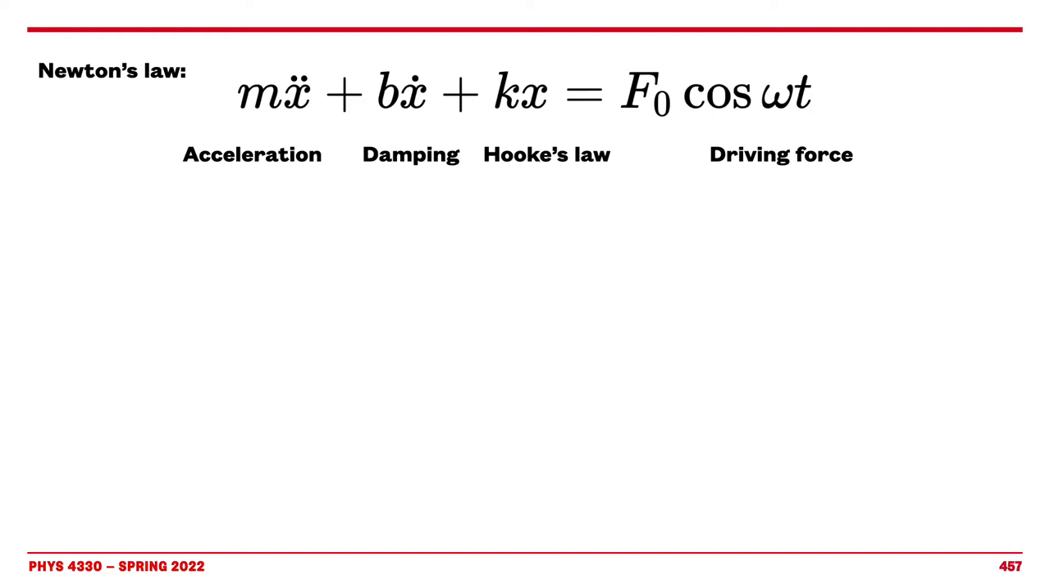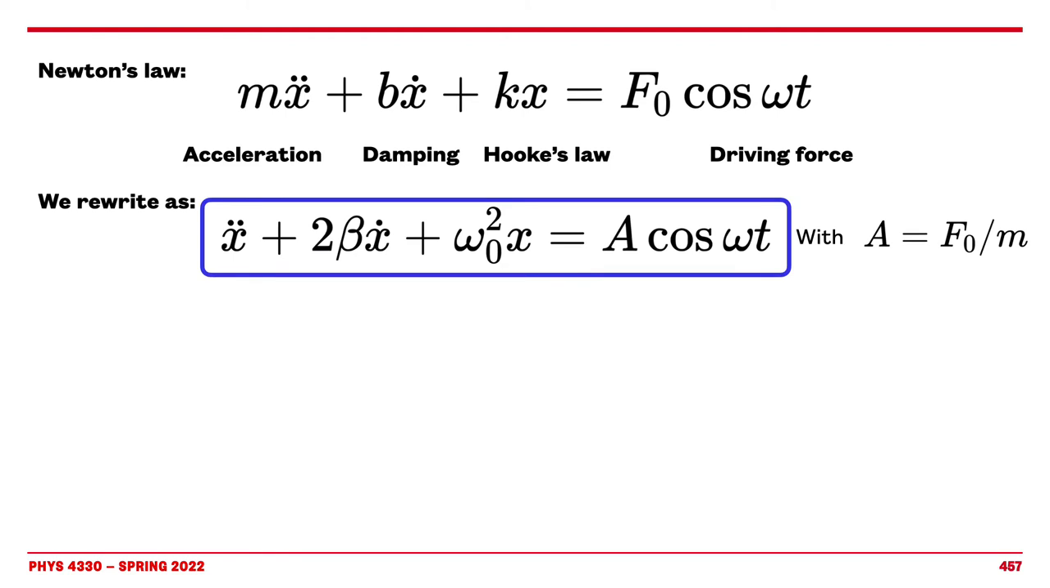Now we are going to rewrite this equation again so that we put an x double dot without a prefactor. So we end up with this equation. We've done this a number of times already. And we need to solve this problem. We have to find a solution to this differential equation.